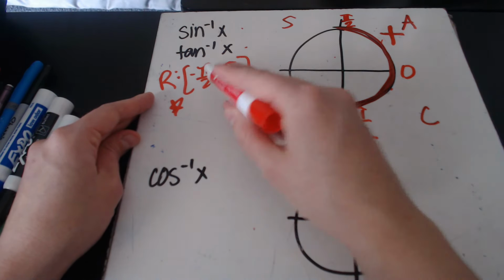Cosine inverse was a little bit different though. Cosine inverse had a different domain and range. The range of cosine inverse ends up being 0 to pi, because that was the domain that we had to restrict cosine to in order for it to pass the horizontal line test. So if I'm looking at the unit circle, I know here is 0. I move all the way over here, I'm at pi. So values for cosine inverse have to be between 0 and pi.